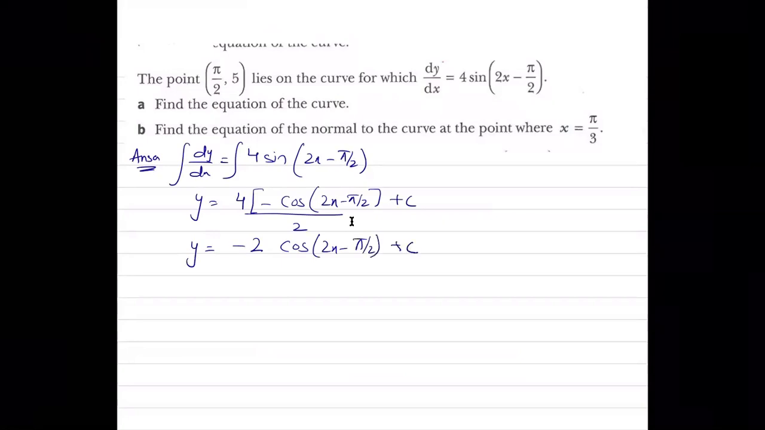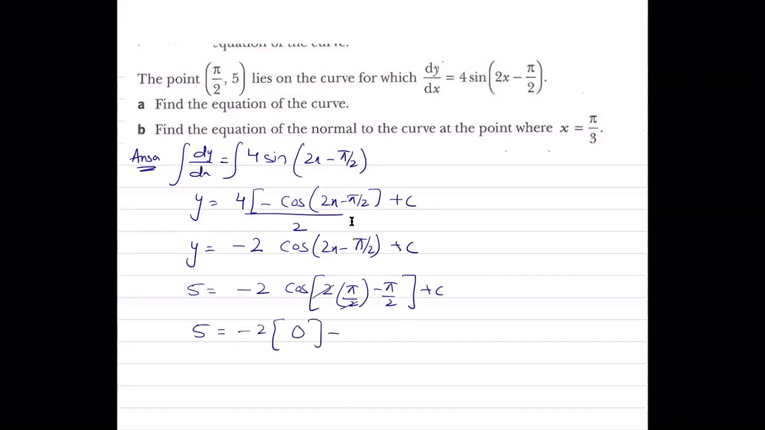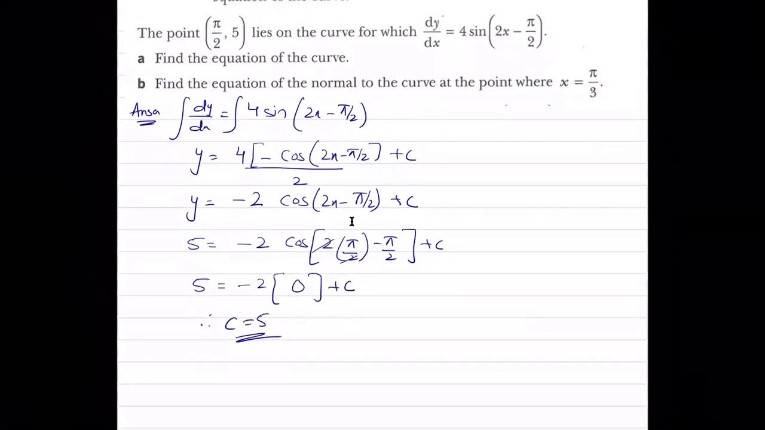The point is pi upon 2 comma 5. Cos of pi by 2 is 0. Therefore, c is 5. If c is 5, then the equation becomes y equals minus 2 cos 2x minus pi by 2 plus 5.